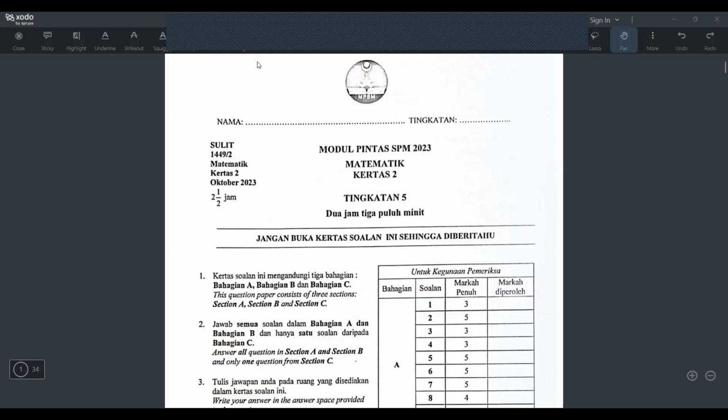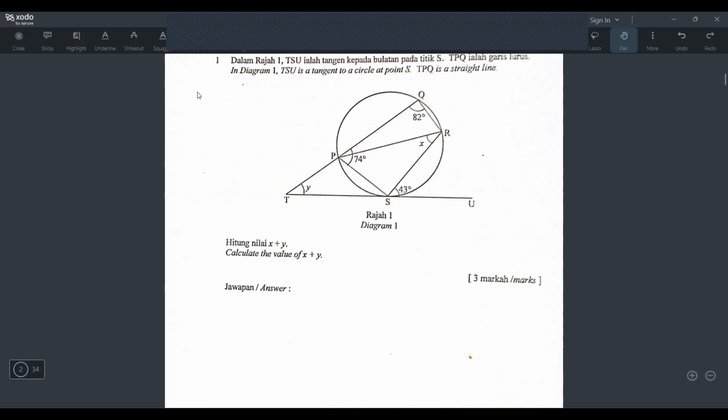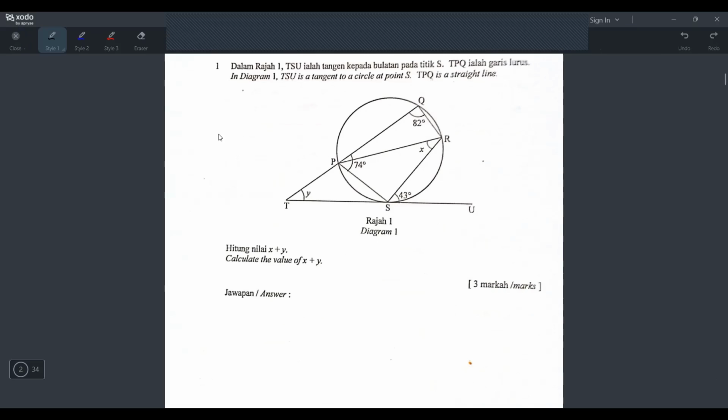Alright, so in this video I'm discussing the Pahang paper. This is the trial 2023 for Matematik Kertas 2. Okay, this is a very difficult paper, very susah paper. So let's begin. Okay, number one, let's read the question.